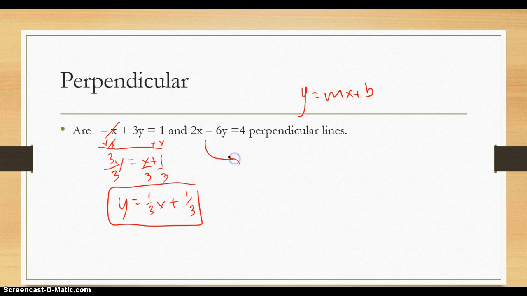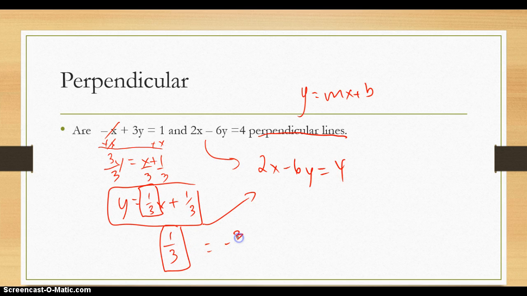So even before I start solving 2x minus 6y equals 4, what are we hoping for to make sure we have perpendicular lines? Because remember, our m here is 1/3. So what are we hoping for on this side of things? Remember, it's the negative reciprocal. So what is the negative reciprocal of 1/3? The negative reciprocal of that is -3/1. So we're hoping that this line has a slope of -3/1. And if it doesn't, then they're not perpendicular lines.